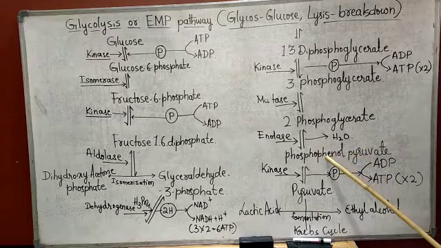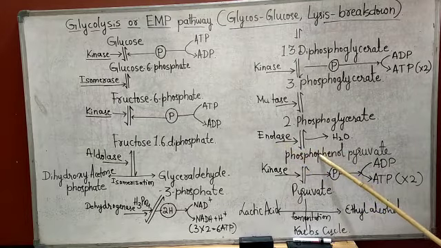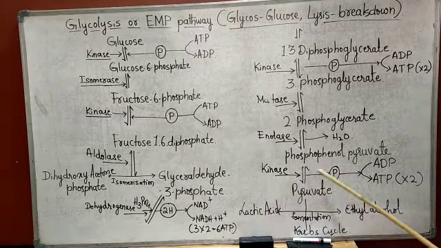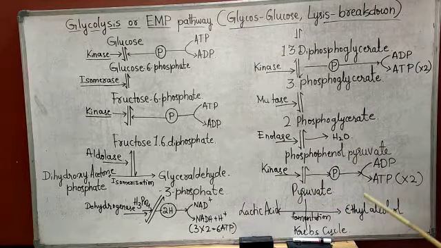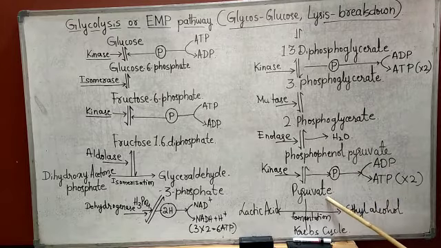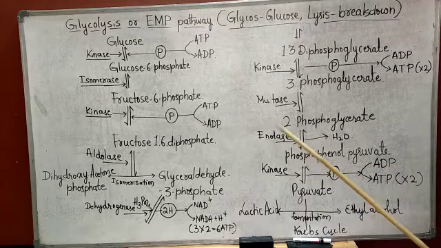That phosphoenol pyruvate is formed by the action of the enzyme enolase. This phosphoenol pyruvate undergoes the second ATP generation to become pyruvate by the action of kinase. The phosphate is released and taken by ADP to become ATP. As a result, pyruvic acid or pyruvate is formed, which is a 3-carbon compound.